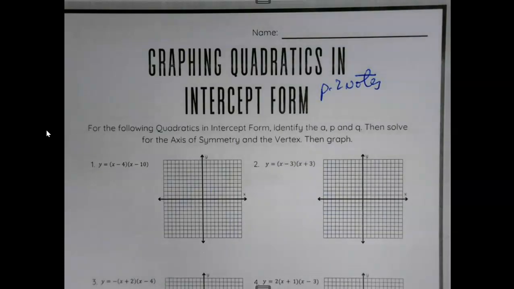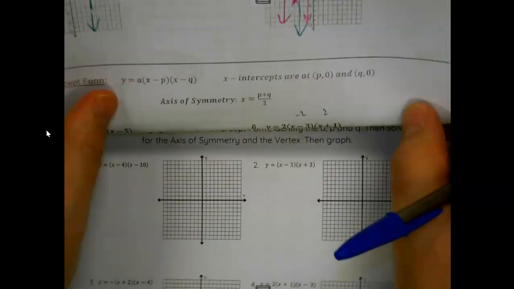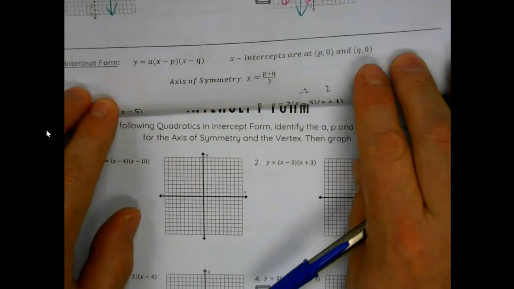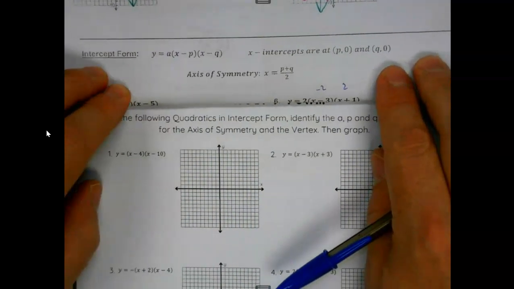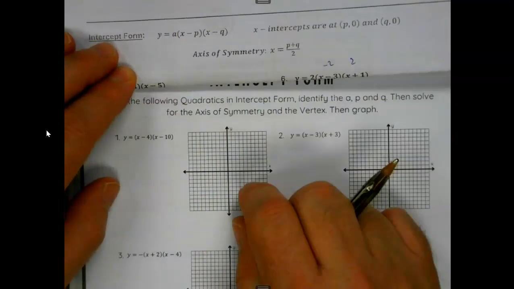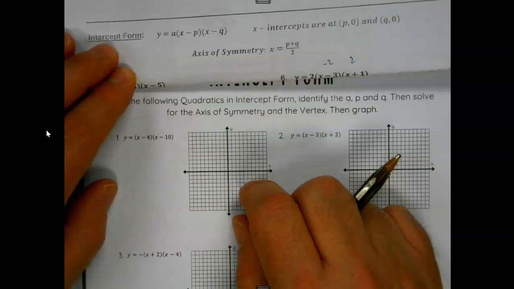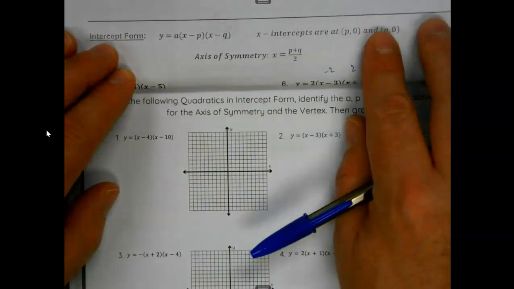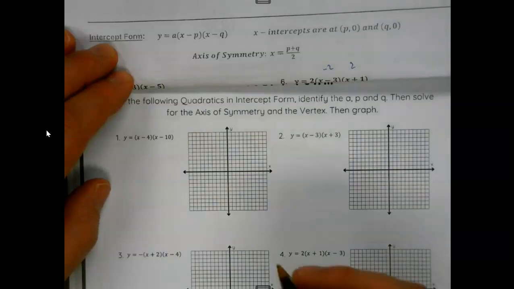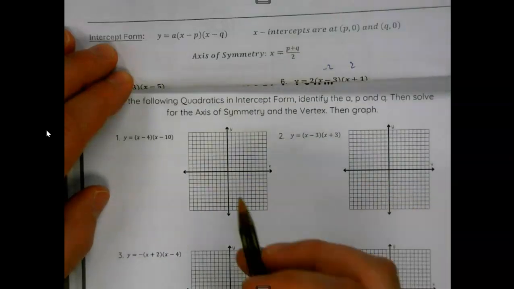So what we're going to do, intercept form. Holy guacamole. I wonder if YouTube can hear all the gibbering in here and just wonder why and how I do this. I asked myself the same question.